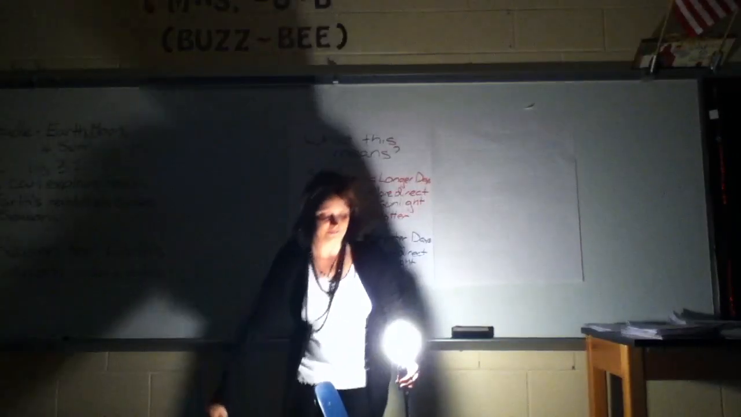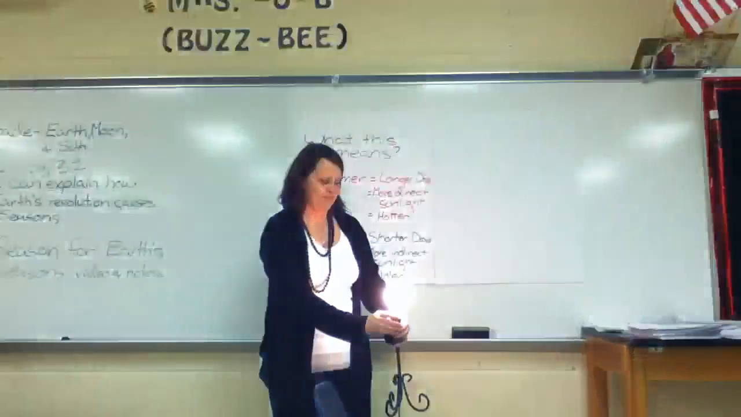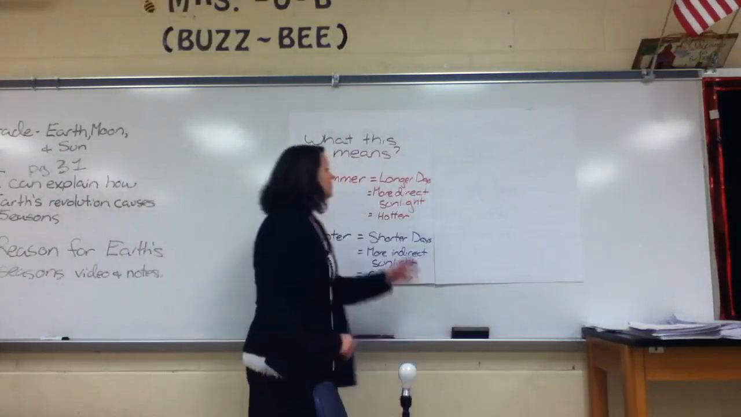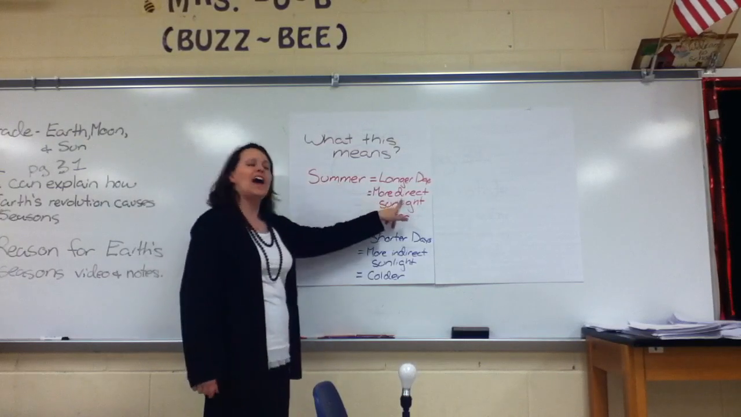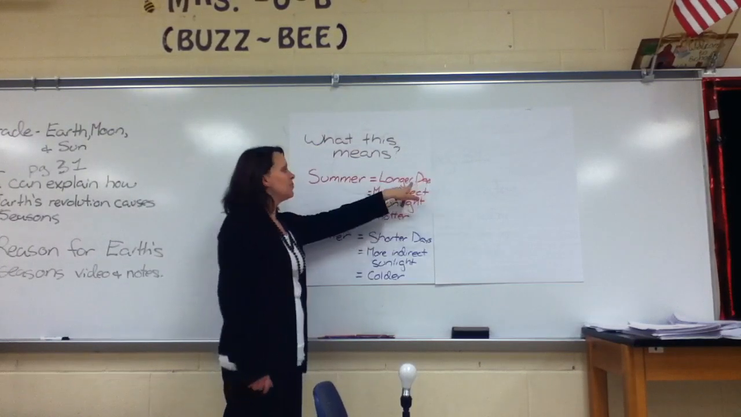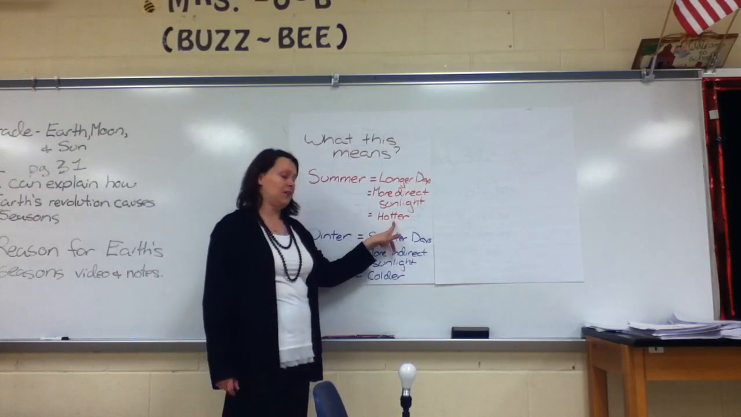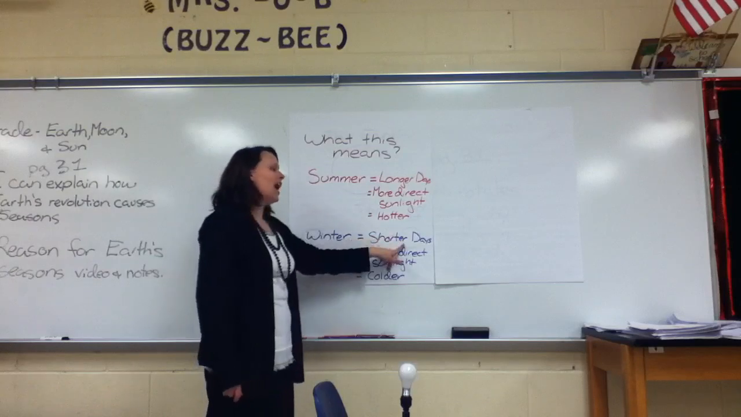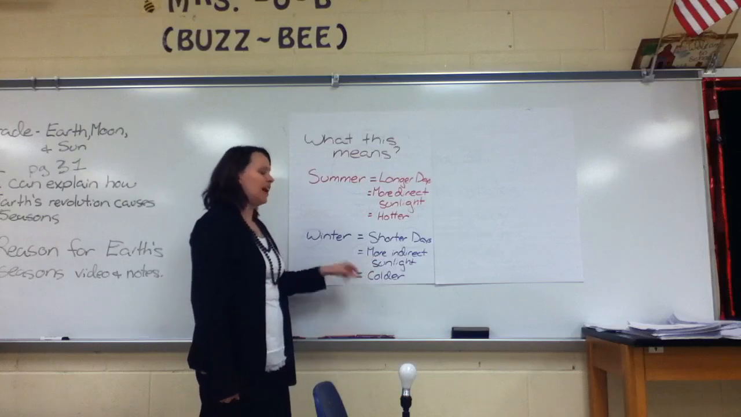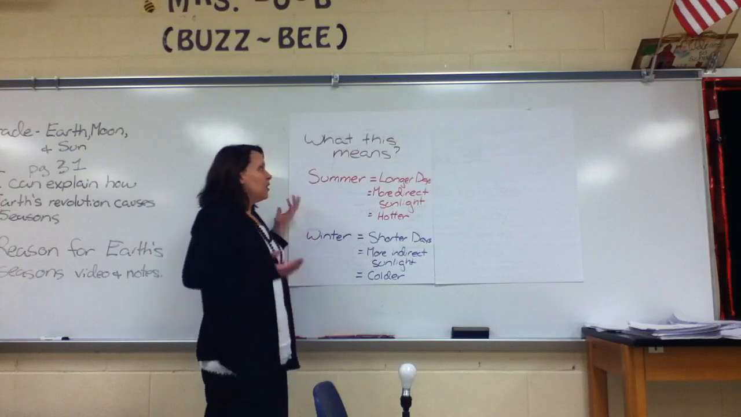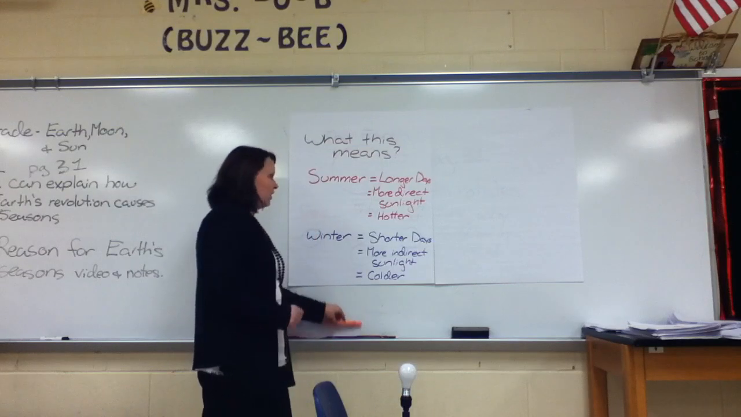Lights on. So again, summer, you're going to have more direct sunlight. This means that you're going to have longer days, and it's going to be hotter. In the winter, you're going to have shorter days, because you're going to have more indirect sunlight, and it's going to be colder. But you say, Miss Busby, there are more than two seasons.